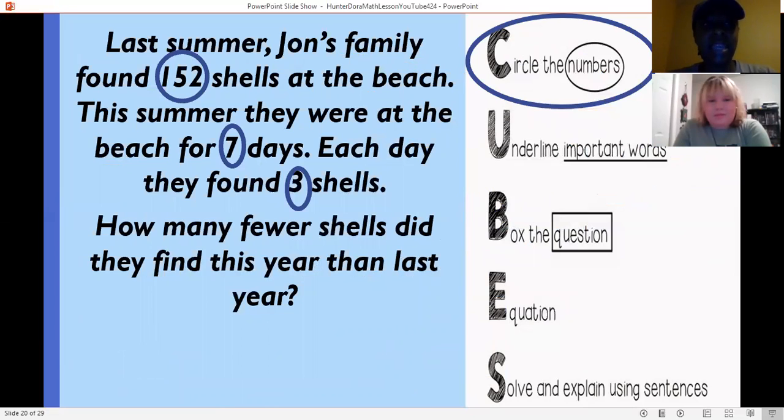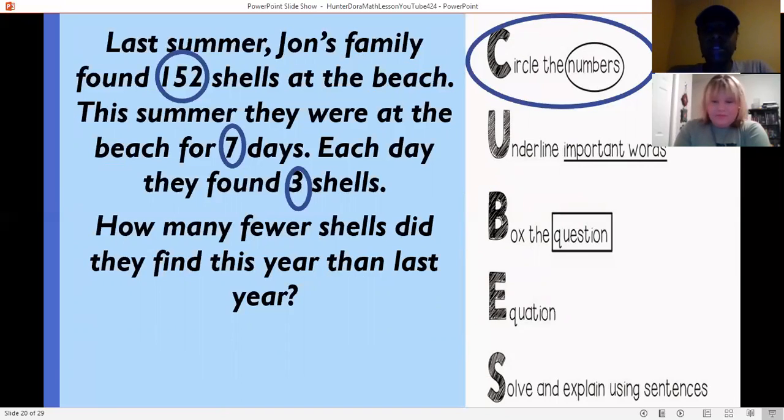All right, our last example is: Last summer, John's family found 152 shells at the beach. This summer, they were at the beach for 7 days. Each day, they found 3 shells. How many fewer shells did they find this year than last year? The first step is to circle the numbers. The numbers here we have are 152 shells, 7 days, and each day they found 3 shells.